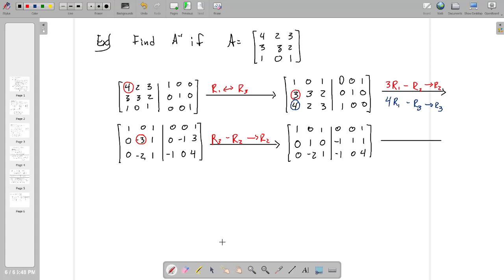Remember, we need to get to reduced row echelon form. So basically, we need the identity over here. We're almost there, but we're not quite. So I need to eliminate this negative 2 next. I need to make this negative 2 a 0. So I again am going to use my row 2 to manipulate row 3. So it'll be 2 times row 2, add to row 3, replace row 3.